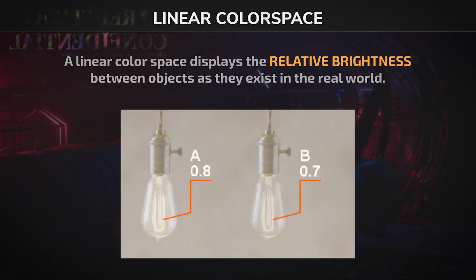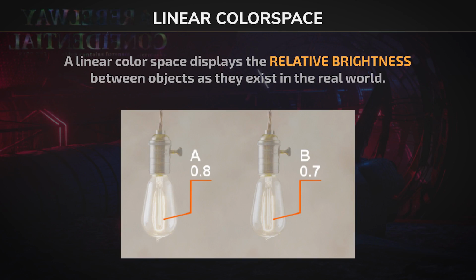But if we were reading the footage with a logarithmic color space, and we'll go into detail about exactly what this means later, we would see this value. Light bulb A is at 0.8, but light bulb B is at 0.7. But it's not like one bulb got brighter. They're just being displayed in a color space that isn't one-to-one with the actual intensity of the light.